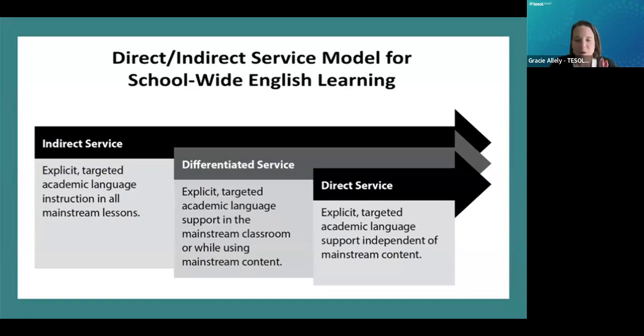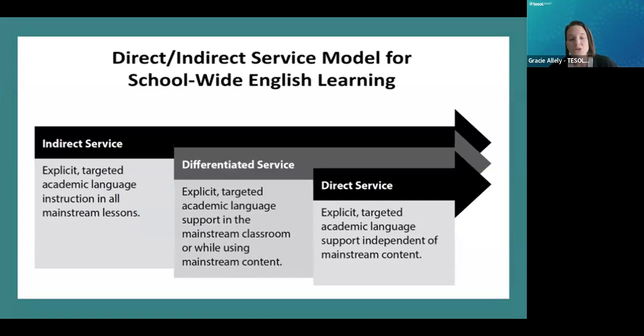We move to the middle where we have differentiated service, which is explicit targeted academic language support in the mainstream classroom or while using mainstream content. This could be maybe your push-in model or co-teaching model would be your differentiated service. And then our third one is indirect service, explicit targeted academic language instruction in all mainstream classrooms and lessons.